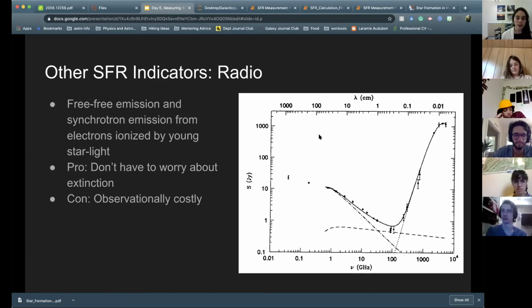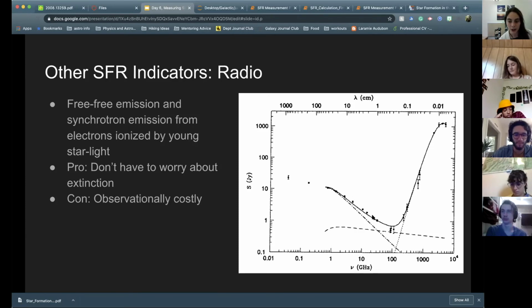The nice thing about radio is it's super long wavelength, so no extinction. The big con to radio observations is that it's difficult to do. Radio observatories need huge detectors, you need arrays, so it's observationally costly.